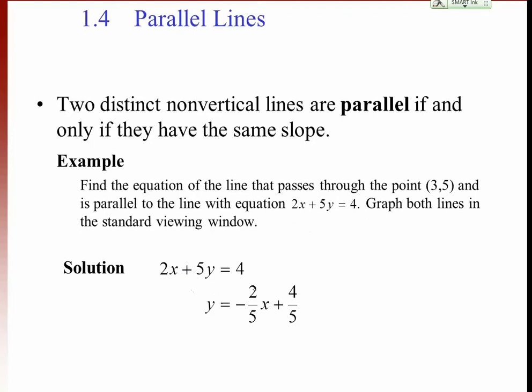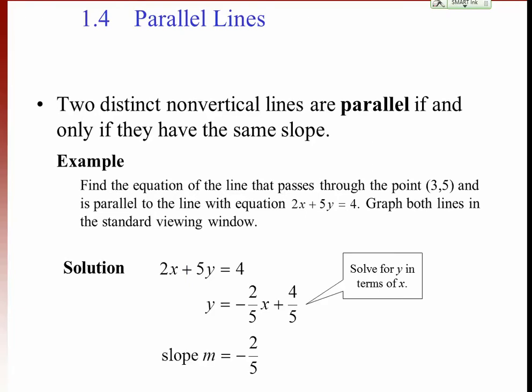So they did that down here for us. They subtracted 2x, then they divided everything by 5. Okay, so they got y equals -2/5 x plus 4/5. So what did that give us? That gave us the slope, which is what we want. We want to figure out a line with this same slope, -2/5, that goes through this point. Okay, so how do we do that?